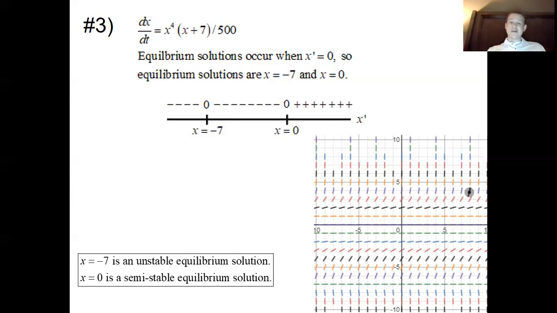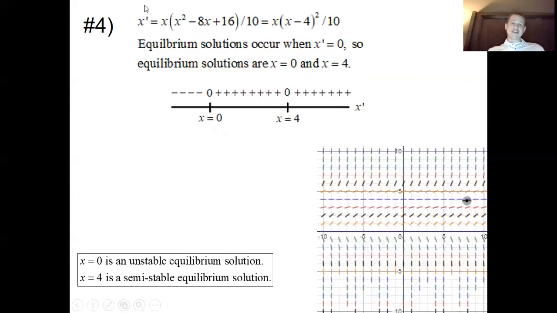All right, moving right along. How about this guy? X prime is x times this thingy over 10. And if you factored that, that'd be x times x minus 4 squared over 10. Again, the over 10 is there to scale it. And what makes that 0 are 0 and 4. So 0 and 4 are going to be my equilibrium solutions. And you see at 0, it's a horizontal line right there. At 4, it's also a horizontal line. Those are equilibrium solutions.